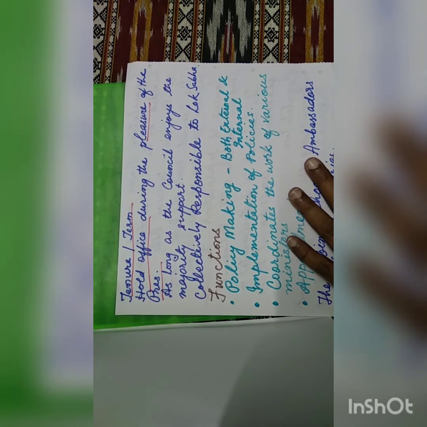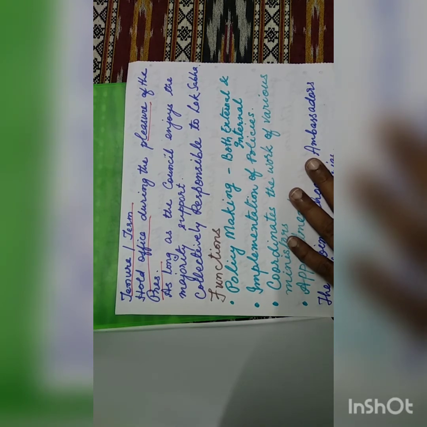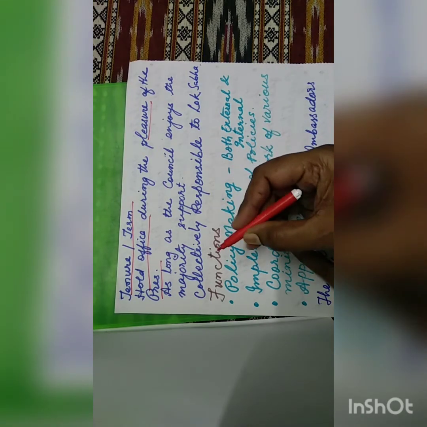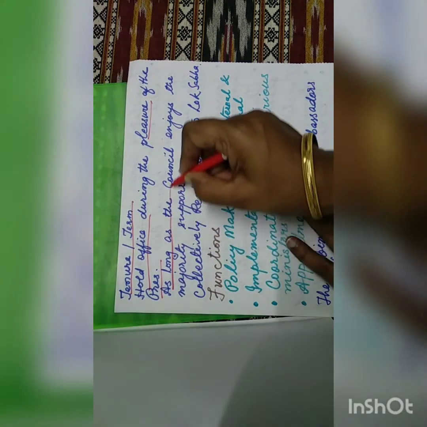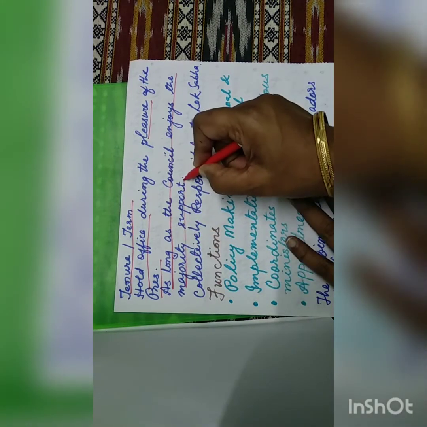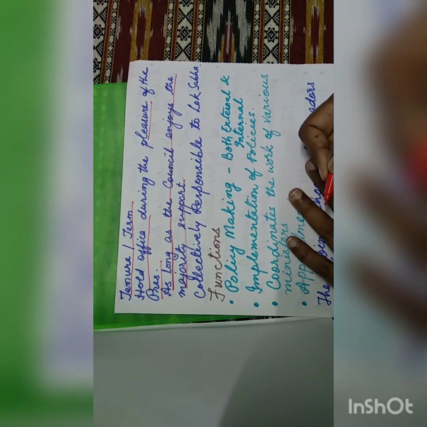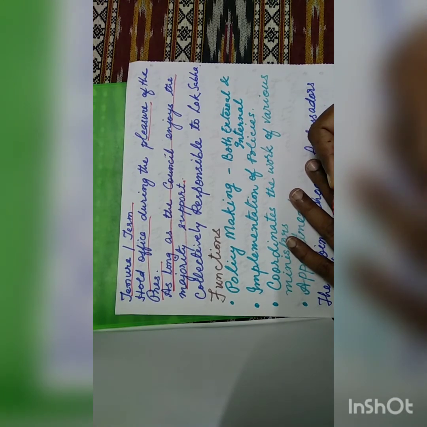Otherwise, they may be removed by the members of Parliament by passing a no confidence motion. So, their tenure of office is dependent on the Prime Minister and the President. As long as the Council enjoys the majority support, they remain in office. It may be a full term of 5 years. If they enjoy the majority support, they can continue. If a no confidence motion is passed, they will have to lose power.